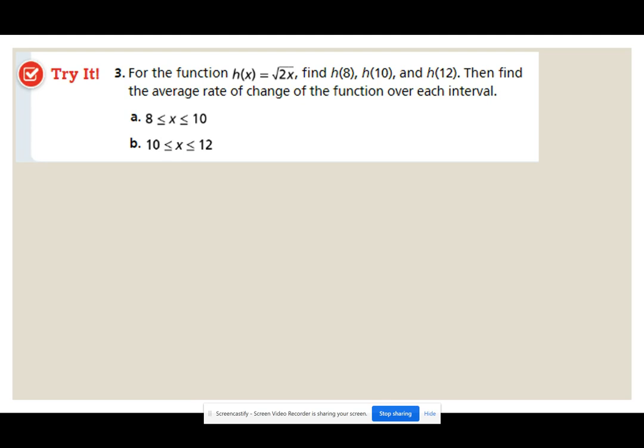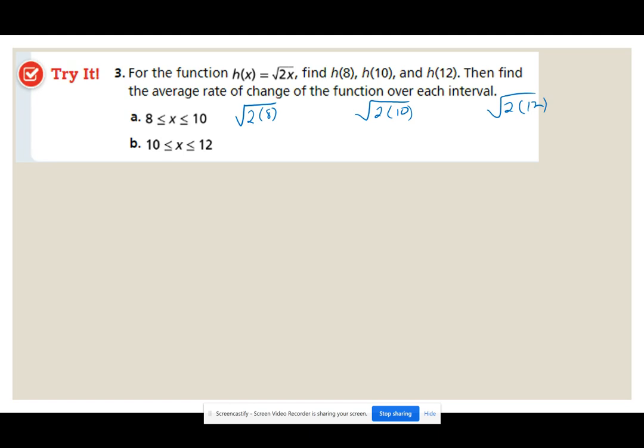All right, so let's see. I have the function h of x equals the square root of 2x. So I need to substitute 8, 10, and 12 in each one of those. Okay, so if I do the square root of 2 times 8, I need to do the square root of 2 times 10, and then I also need to do the square root of 2 times 12. So I'm going to need these values in a couple of minutes.